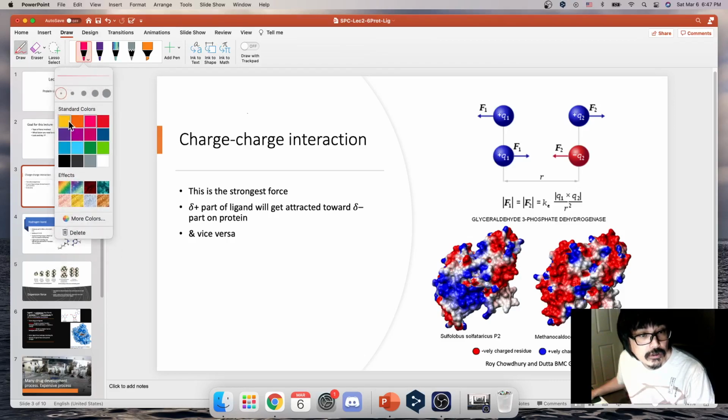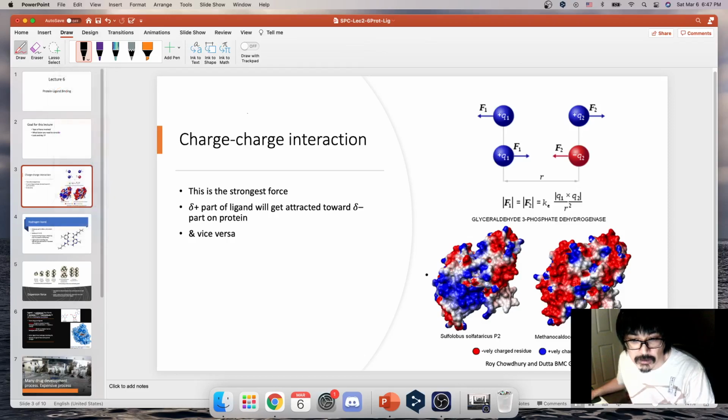And if the ligands are negatively charged, then they will be attracted to the positively charged residues. So somewhere around here, your ligand may be attached somewhere around here.